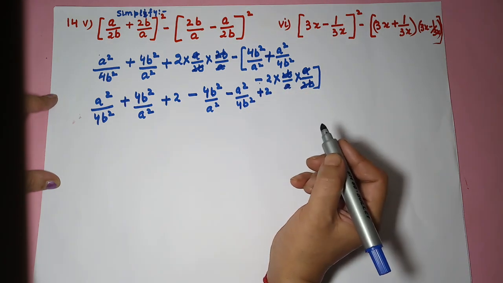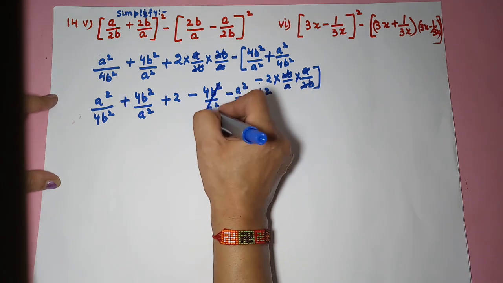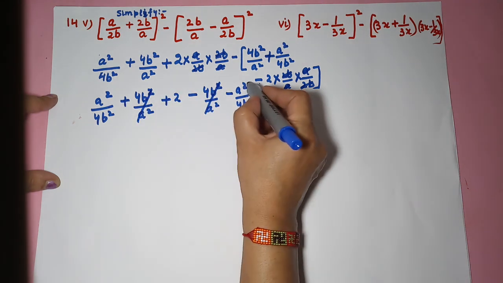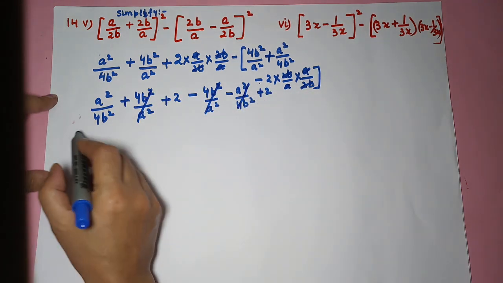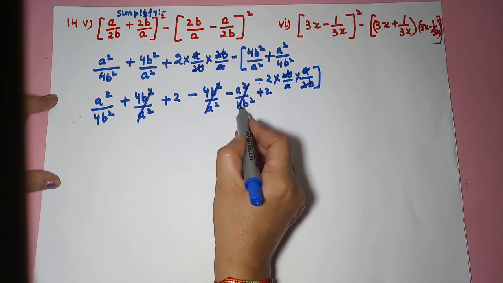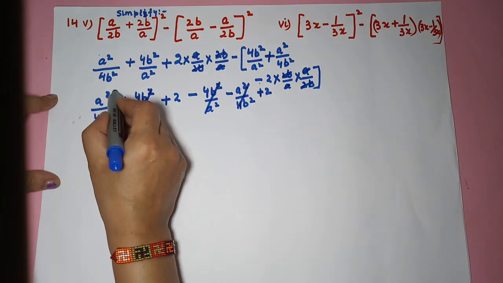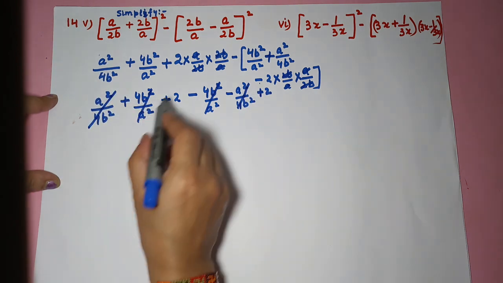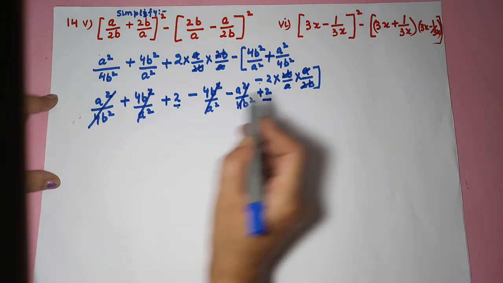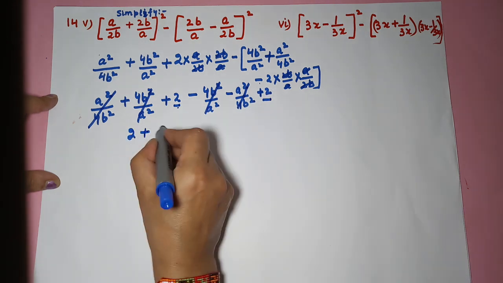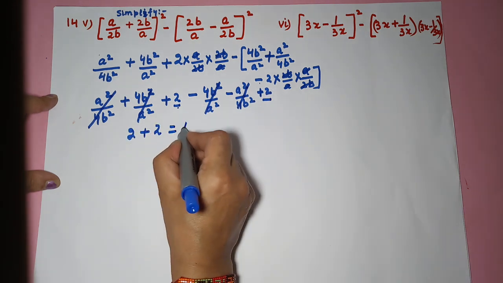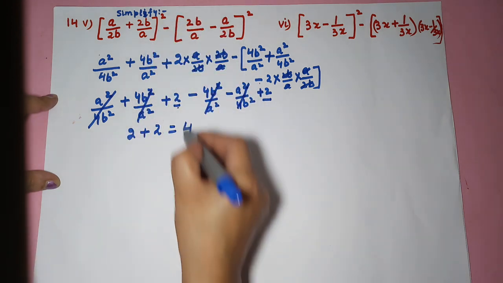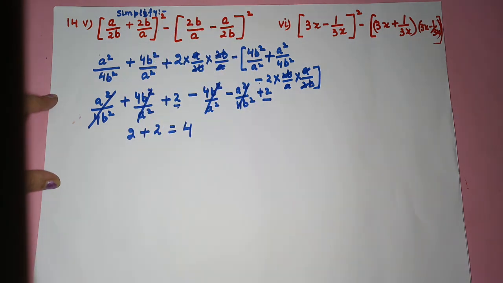Now let's see if we can cancel anything. Yes, this and this will go. This is plus a square upon 4b square, sorry, minus a square upon 4b square. This is plus a square upon 4b square. So we are only left with 2 plus 2. So 2 plus 2 is equal to 4. So we have simplified this expression using the identities.